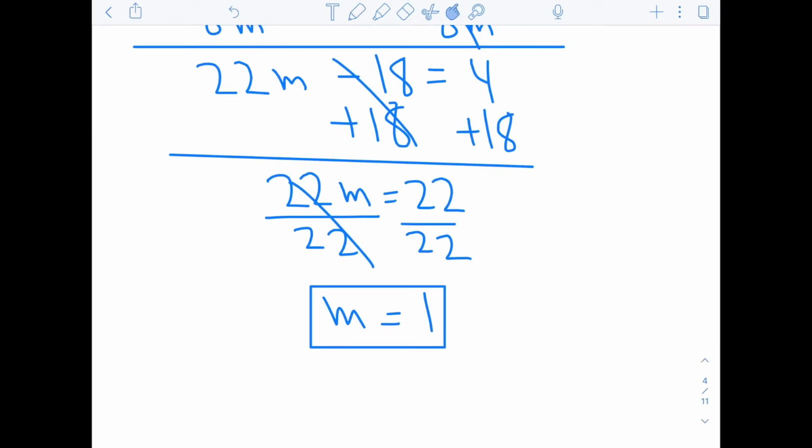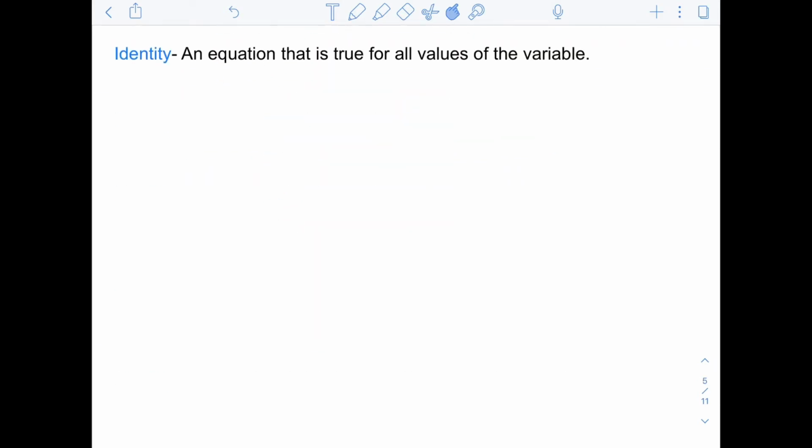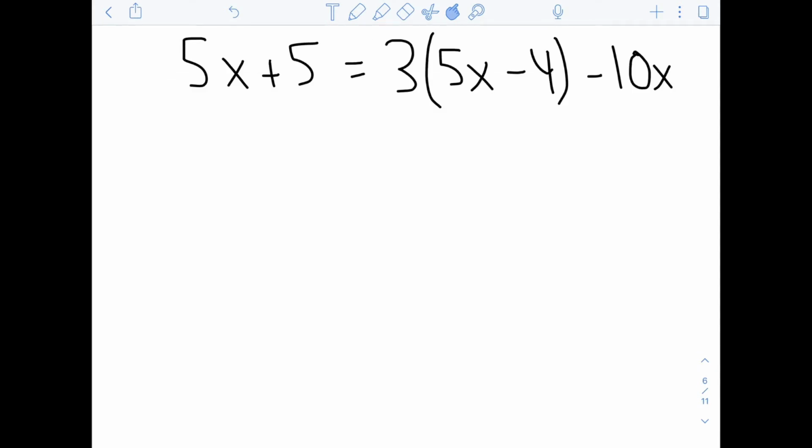Now, some equations may have no solution. That means that there's no value of the variable that will result in a true equation. And some equations are true for all values of the variables. That's called an identity. An identity is an equation that is true for all values of the variable. So let's do another example.